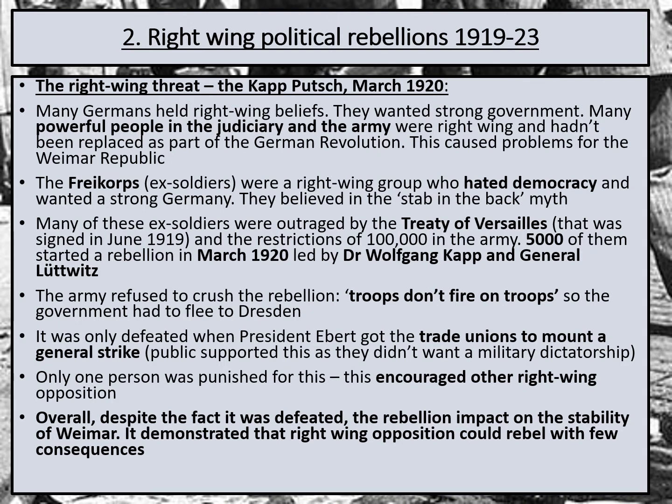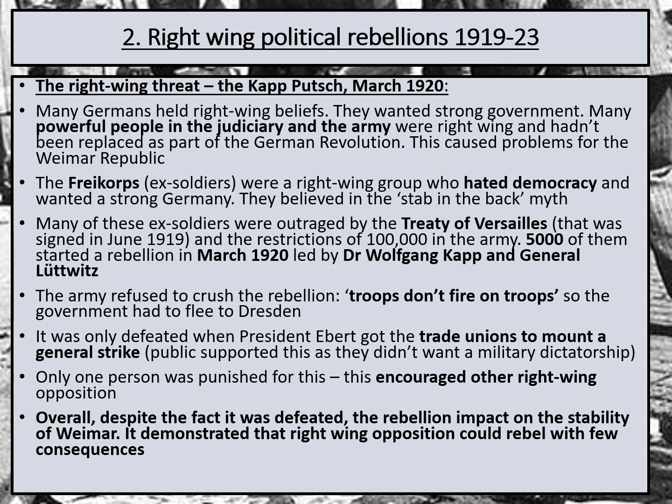terrible position. And they're in a terrible position because normally they might set the army on a group who tries to take over the government. But these were the army, or had been part of the army. So the army refused to crush the rebellion. Troops don't fire on troops, of course. So the government had to flee to another city in Germany, being Dresden.